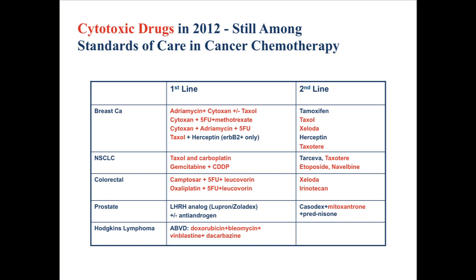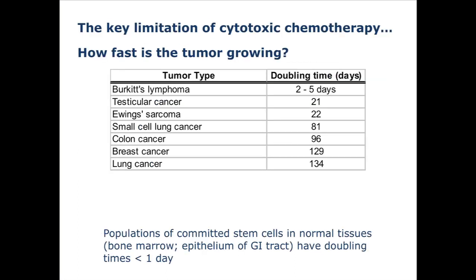But the list of effective chemotherapies present in this list demonstrates, I think, the effectiveness of cytotoxic drugs that still remain one of the gold standards of treatment for many developing cancer types. The key limitation of cytotoxic chemotherapy depends on how fast the tumor is growing. Obviously, it's going to be more effective on cancers that are rapidly growing versus those that are more slowly growing. How fast the tumor is growing is one of the questions.